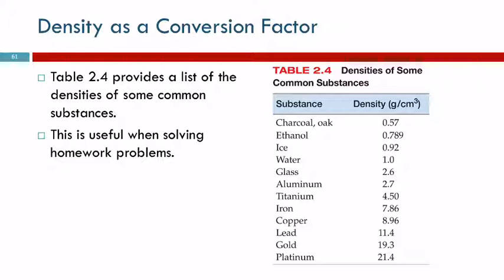Here's a table in your textbook that lists densities of some common substances. The unit up here is grams per cubic centimeter. You do not need to memorize this list. The density of water is useful to remember. It's 1. But the rest of them, if you need it, look it up. If you need it on an exam, it will be provided somewhere.